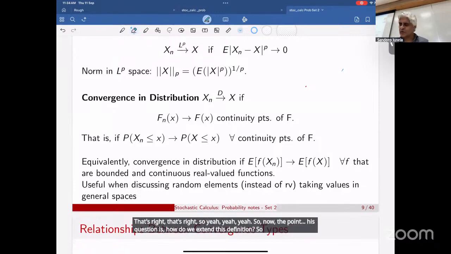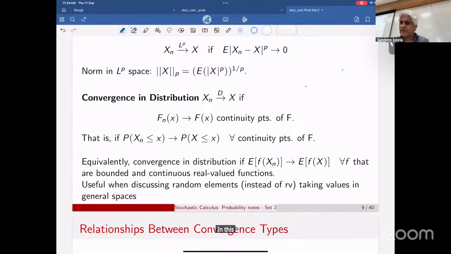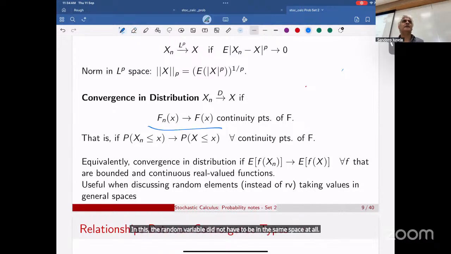So first thing, of course, the random variables did not have to be in the same space at all. They could all be in a different space. They'll all have distribution functions. It's the distribution functions which are getting close to each other. So that's just good to be clear about.